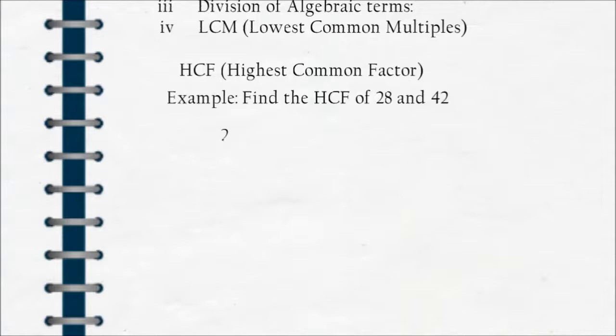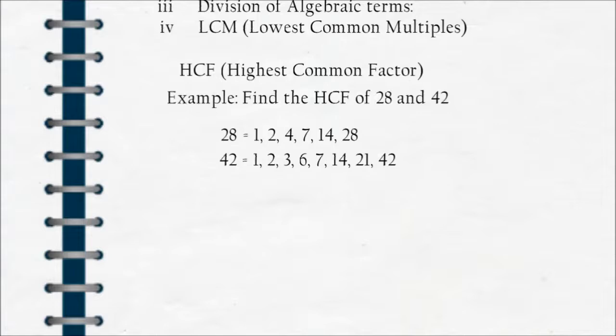Now, one of the ways to do this is, first of all, to list out all the factors of 28 and then list out the factors of 42. First, let's start with 28. Now, 28 has the following factors: 1, 2, 4, 7, 14, and 28 itself. Alright, so 42 has the following factors: 1, 2, 3, 6, 7, 14, 21, and 42.